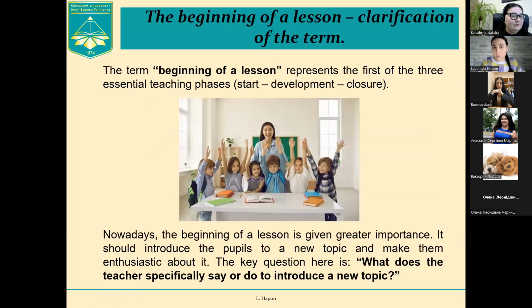Some time ago, just 20, 30 years ago, the term beginning of a lesson represented only the first of the 3 essential teaching phases. But now the situation is a little bit different because more attention is paid to how to start the lesson correctly. And the question we have to answer is, what does the teacher specifically say or do to introduce a new topic?